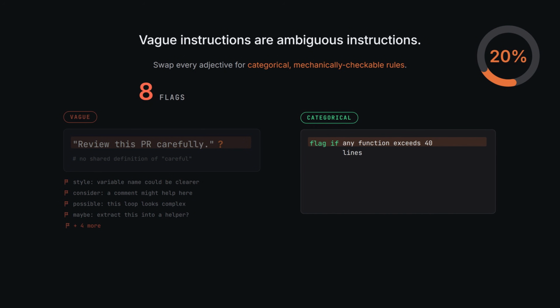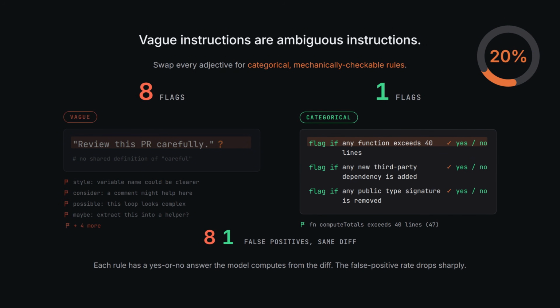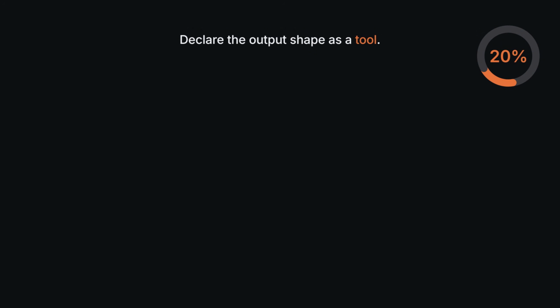Instead of "review carefully," you write: Flag if any function exceeds 40 lines. Flag if any new third-party dependency is added. Flag if a public type signature is removed. Each rule has a yes or no answer the model can compute by reading the diff, and the false positive rate drops sharply. Pillar 2 of this domain is structured output.